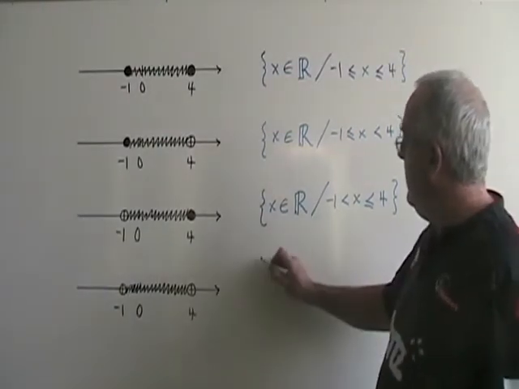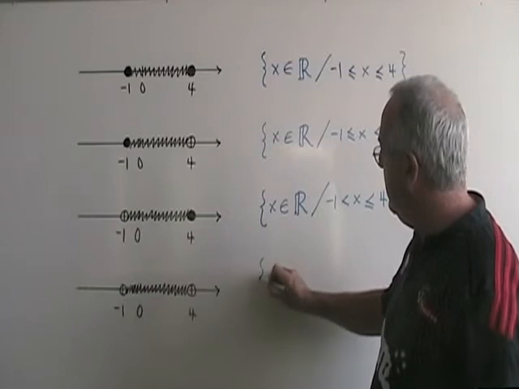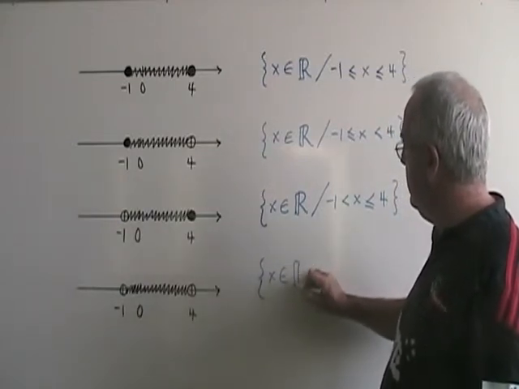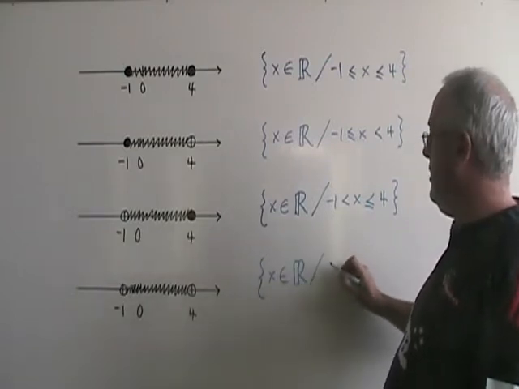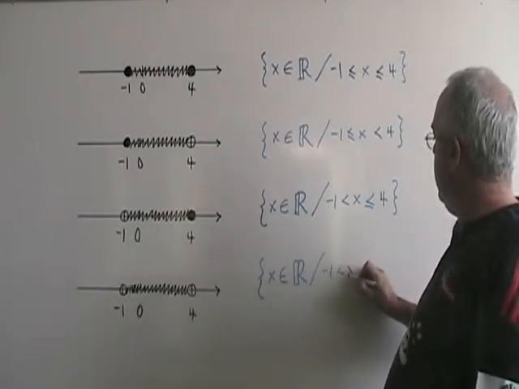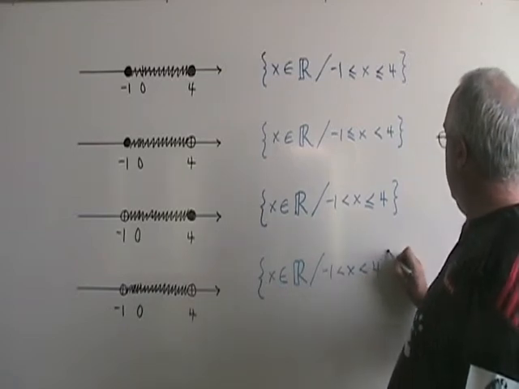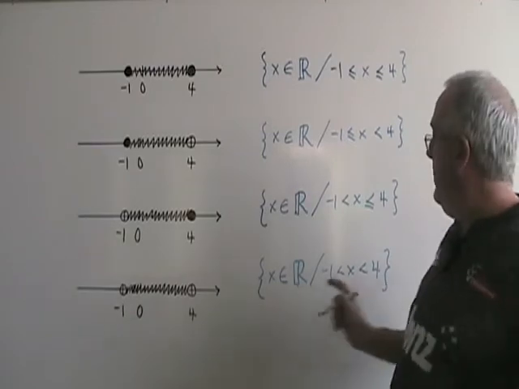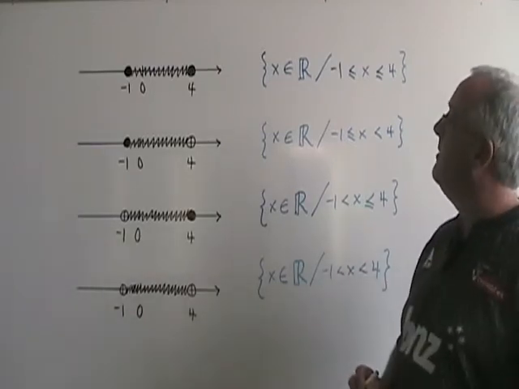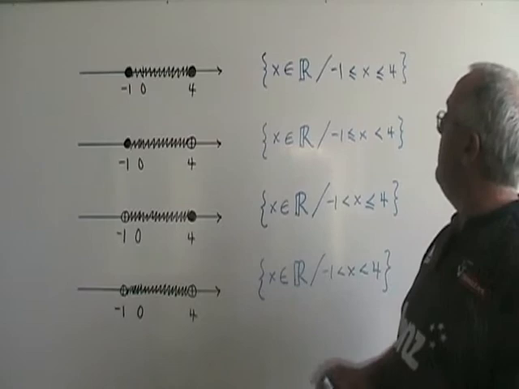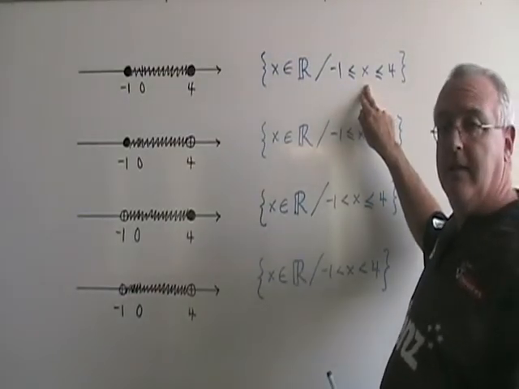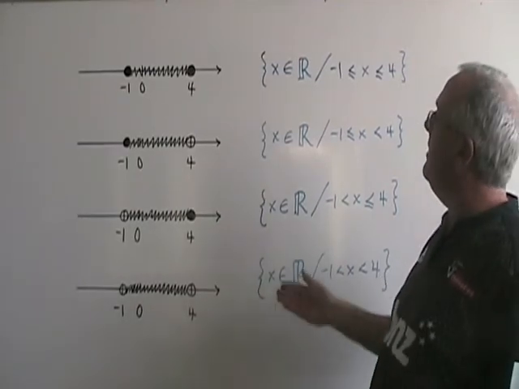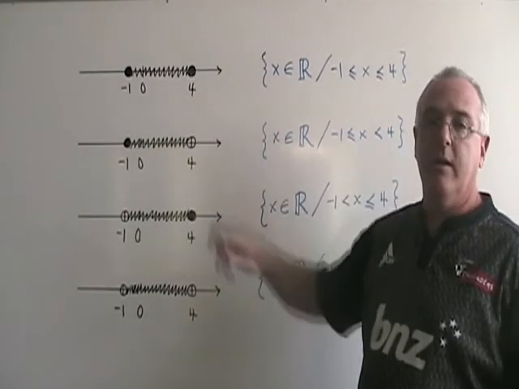And finally, in the fourth example, open our brace. x is an element of real numbers, slash, -1 is less than x, which is less than 4, close our brace. Neither the -1 nor the 4 is included, so we use less than symbols in both cases. Remember, all this notation means is x is in between those two numbers. This is how we use set builder notation to express a region of the x-axis.